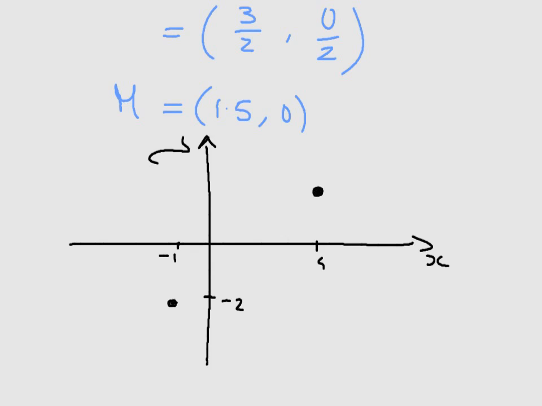And so what we've just found is that this line segment, which I'm drawing now, has a midpoint right here, which I'm highlighting in purple. And this point has coordinates 1.5, 0. And we're done.